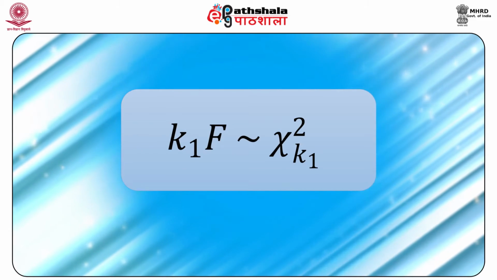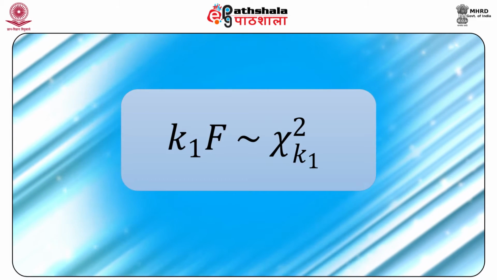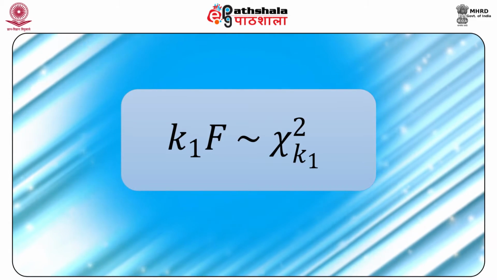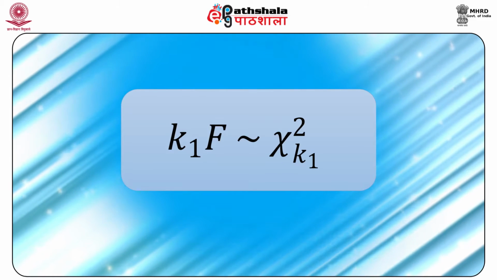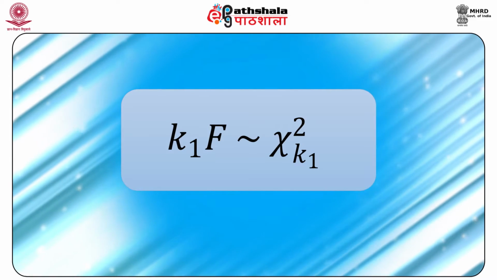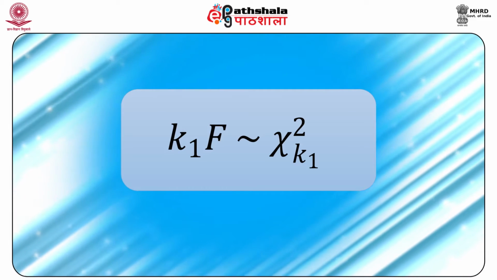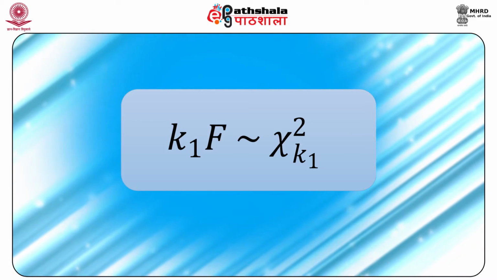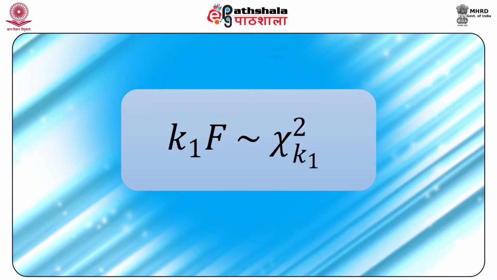Now, there also exists a relationship between F and chi-square distributions. If the denominator degrees of freedom of F distribution k2 is large enough, that is, k1 into F is distributed as chi-square k1. Note that all the three distributions, T, F and chi-square distributions, are related to normal distribution. They all tend to approach the normal distribution when the degrees of freedom get larger and larger.